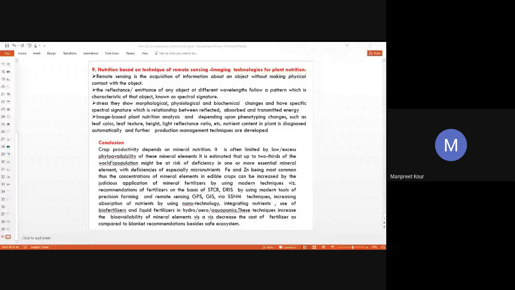We have to stop the blanket recommendation, and we have to switch to INM and organic nutrition. We have to go for precision farming, SSNM tools, STCR, SSNM techniques, and nanotechnology. We have to integrate all these things. Biofertilizers should be used. Liquid fertilizers in hydroponics and aeroponics can be used. So we have to think about things in totality, and then decide what to do. Thank you very much.